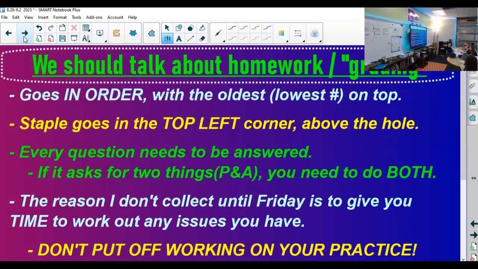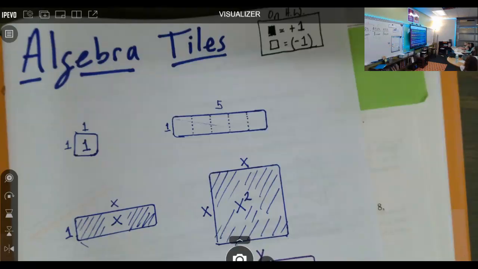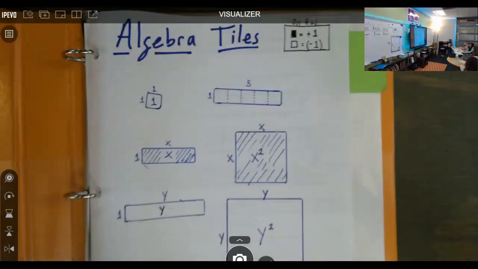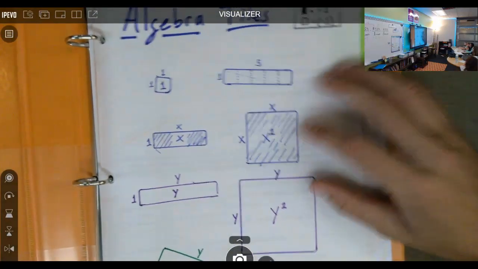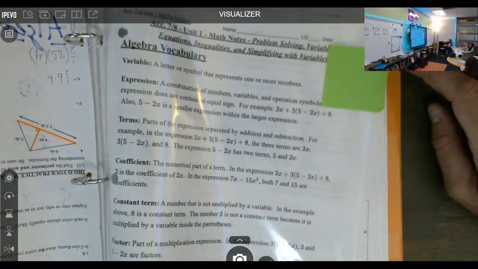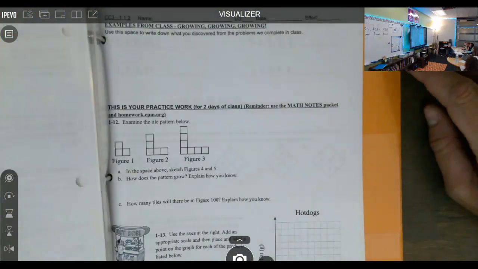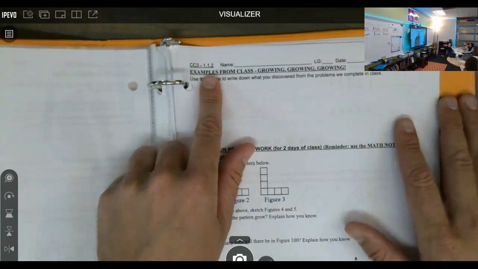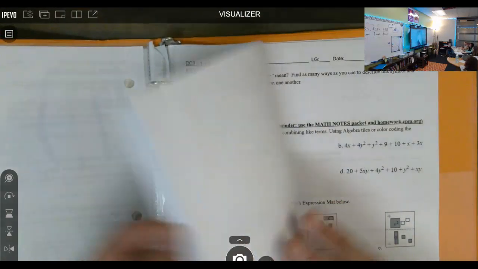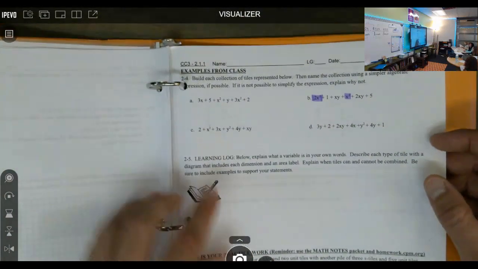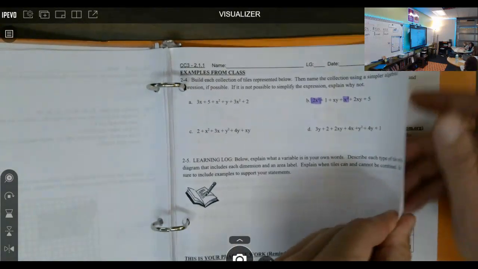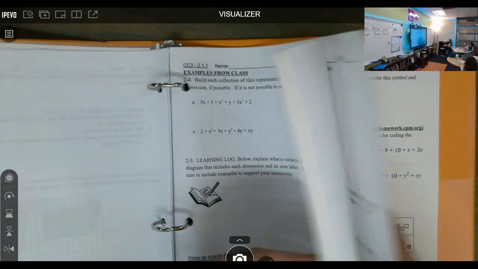When you have assignments in your binder, they should be in some kind of order. For me, I have my algebra tiles on front because we just did that recently. Then I have the math notes for this chapter. And behind my math notes, I have our homeworks. Your homeworks have numbers to help you keep things in order. So right now, what you should be looking at on your desk, since you got them out, since they were on the front like slide, is 211, 212, 213.